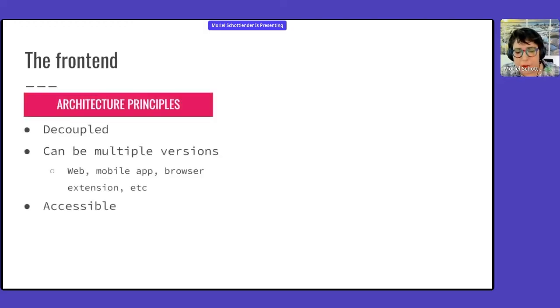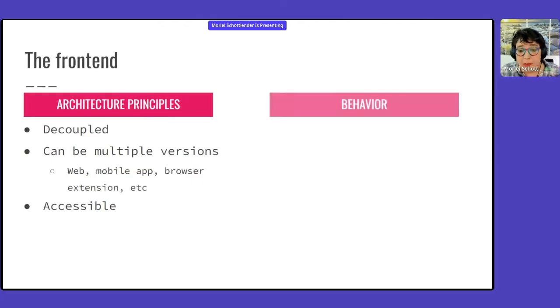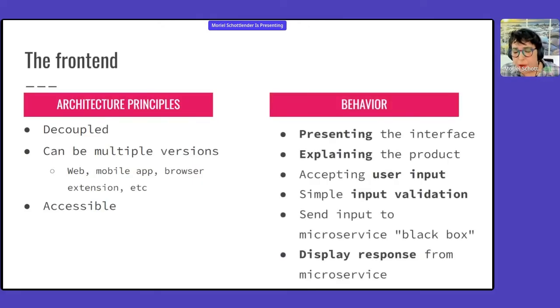The front end, straightforward, decoupled. It can have multiple versions. I might have a web or mobile web or a browser extension, whatever I want. I could swap it around. And it needs to be accessible. So it presents the interface. It has explanation pages on it. It accepts user input, input validation, all that kind of stuff.